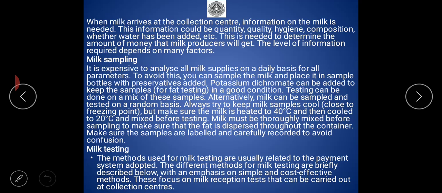Now coming to milk testing. The methods used for milk testing are usually related to the payment system adopted. The different methods for milk testing are briefly described below, with an emphasis on simple and cost-effective methods, and these focus on milk reception tests that can be carried out at collection centers.